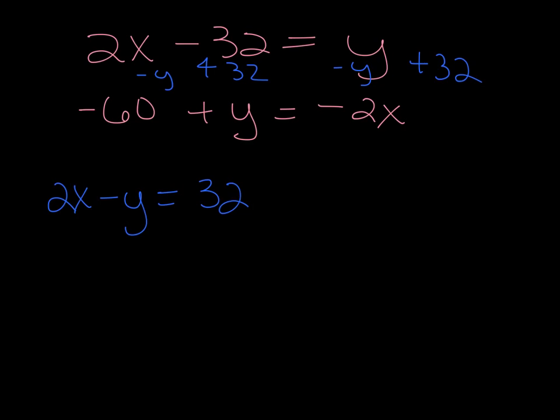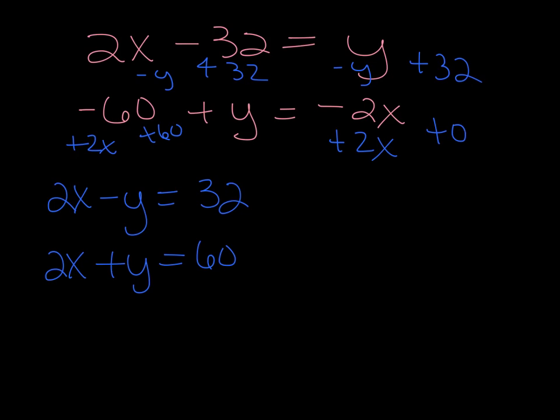Now the second equation, if I move around everything, is going to turn into 2x plus y equals 60. And again, the way I did that was I added 2x to both sides and I added 60 to both sides. That way, everything's lined up. All right, so now if I look at this system, 2x minus y equals 32 and 2x plus y equals 60, I can add the two equations and get rid of a variable, or I can subtract the two equations and get rid of a variable.